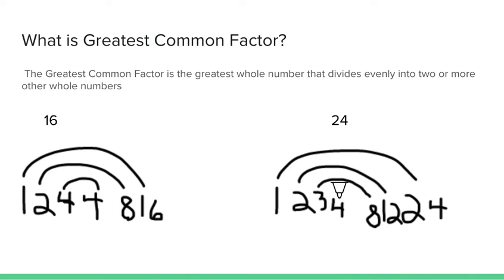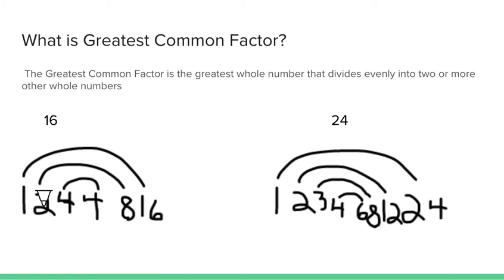And 4 times 6 actually gives us 24. And now the only number that we could check between 4 and 6 is 5, and 5 does not go into 24 evenly. So now let's look here and let's circle.